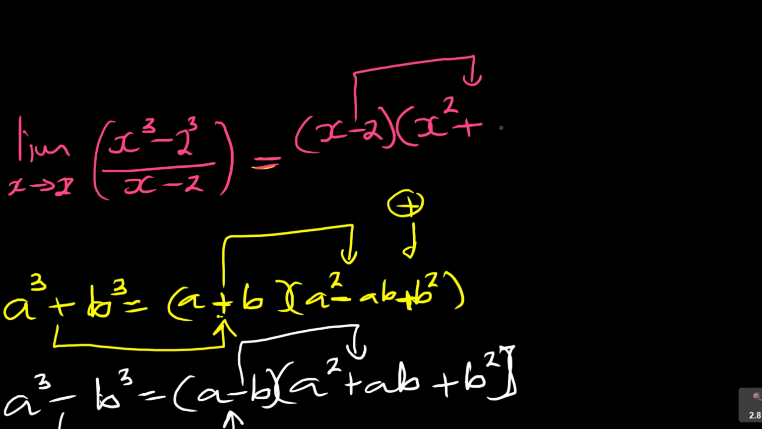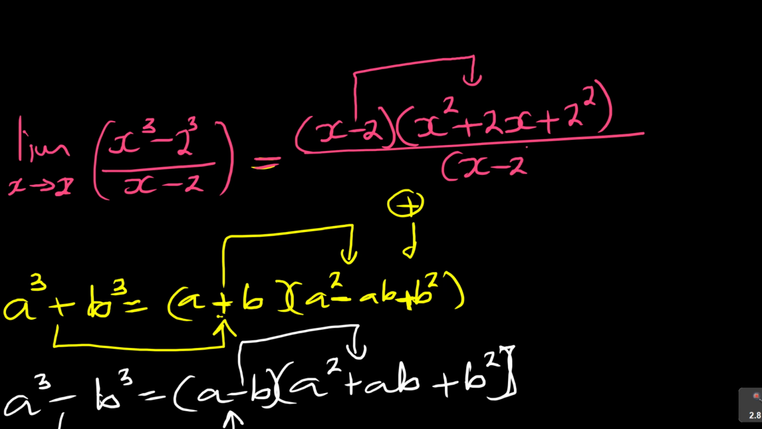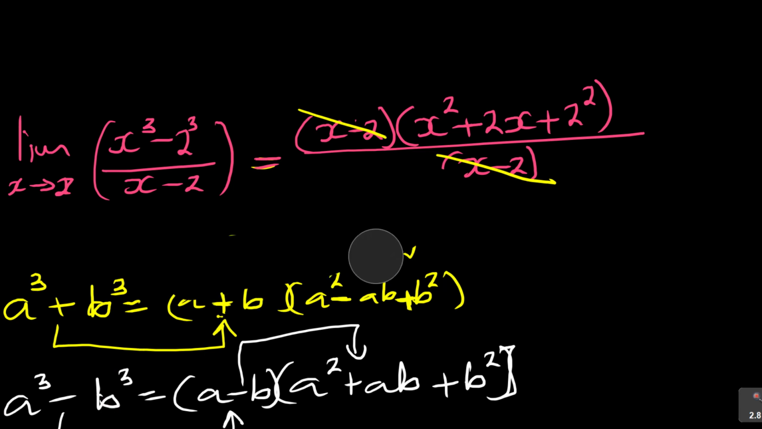So it's x minus 2 plus multiply 2 times x, which is 2x, and then again always positive, what? 2 squared. Now, are you seeing that? And then this is all over x minus 2. Are you seeing that? At this stage you are able to cancel out what you don't want, which is that and that. Are you seeing?